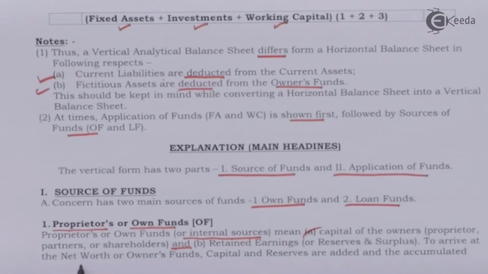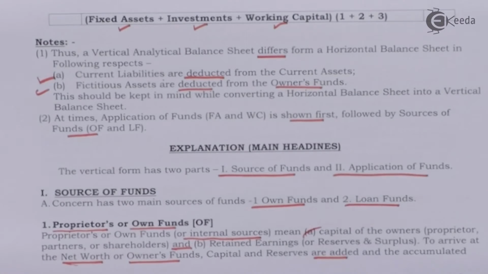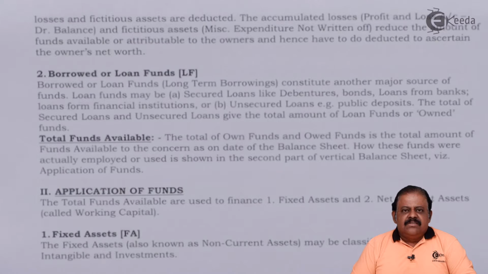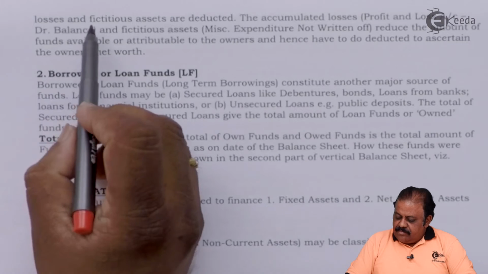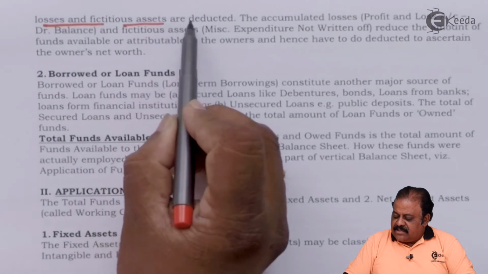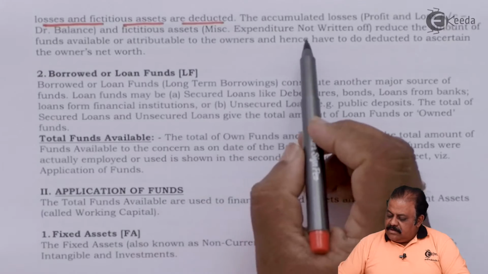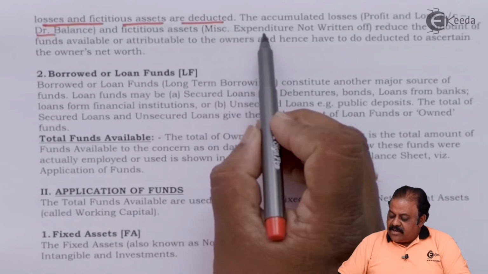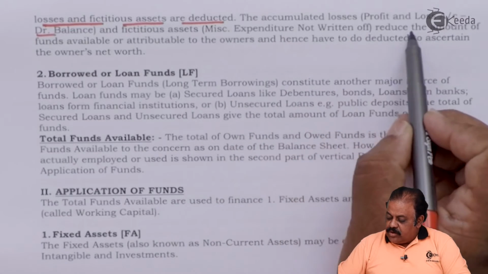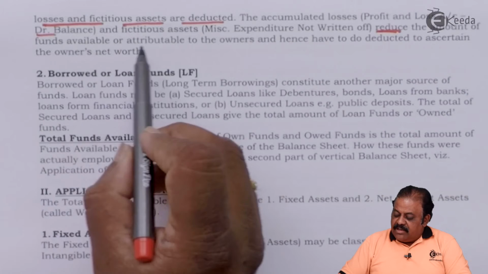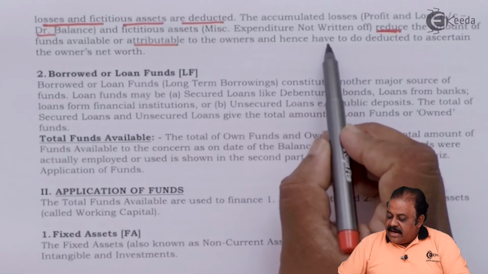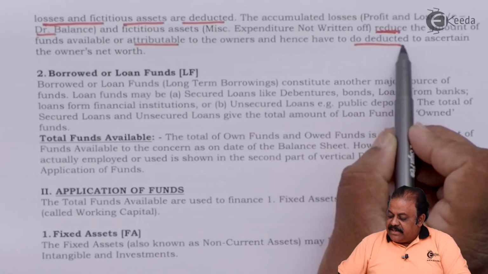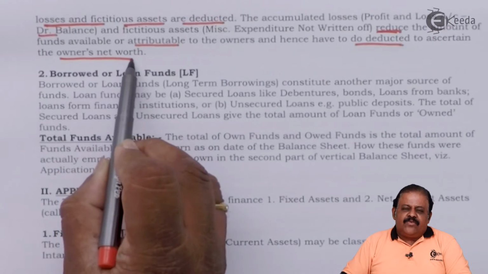To arrive at net worth or owner's fund, capital and reserves are added and the accumulated losses, that is miscellaneous expenditure group items which are not written off, fictitious assets are deducted. The accumulated losses, that is profit and loss account debit balance, and fictitious assets like miscellaneous expenditure not written off, reduce the amount of funds available or attributable to the owners, and hence have to be deducted to ascertain the owner's net worth.